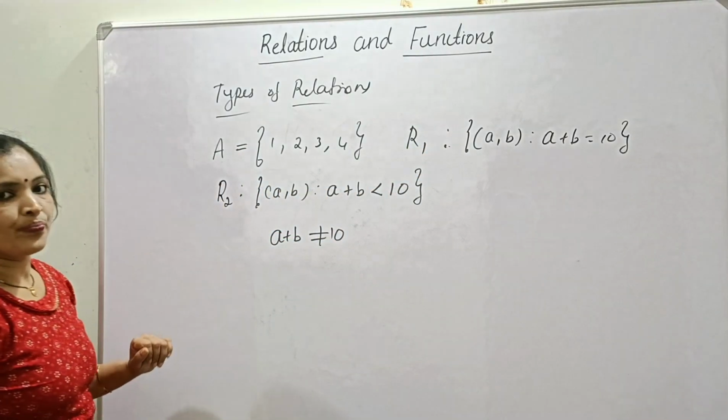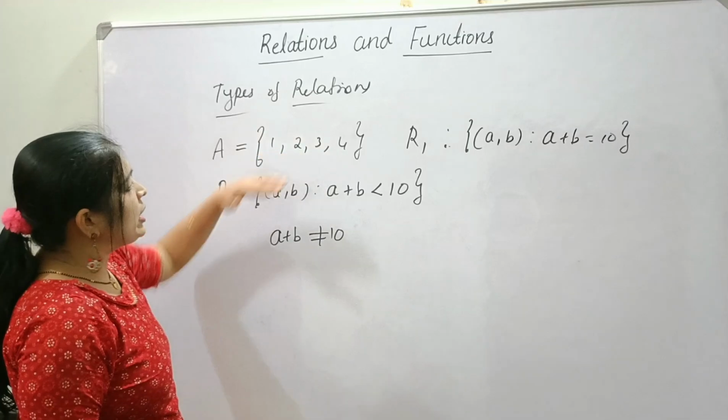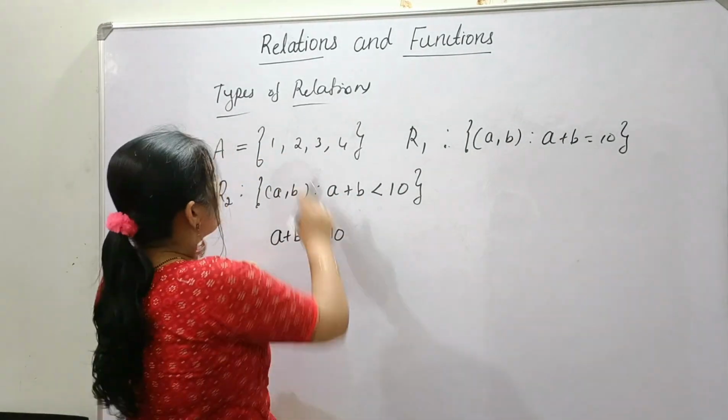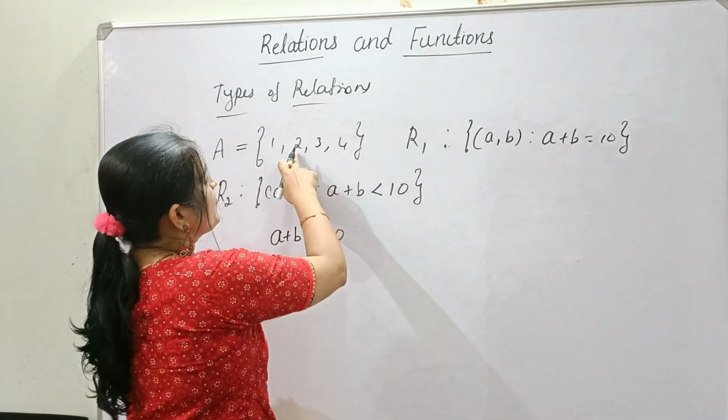And what about R2? For any two elements, 1 + 2 is 3, that is less than 10. 1 + 3 is 4, that is less than 10.